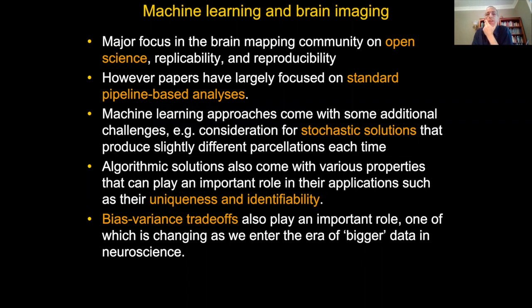In the context of machine learning and brain imaging in particular, obviously there's a huge emphasis right now on open science, on replicability, on reproducibility. However, most of the papers out there in this community have focused on standard pipeline-based analyses. So it's the garden of forking paths, for example. Also, all the other aspects of reproducibility, like being able to provide consistent code, being able to report your results completely. For machine learning approaches, I'm going to comment on one small aspect of this, which is consideration for stochastic solutions that produce, say, slightly different parcellations, or algorithmic solutions that have different properties like uniqueness and identifiability. And finally, bias variance trade-offs. So you'll hear about all these things and more in the session.